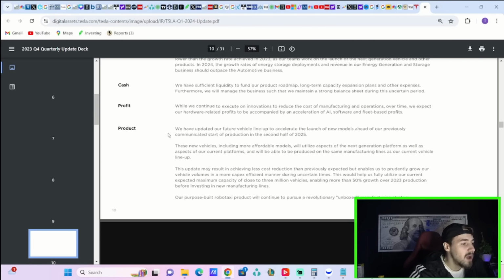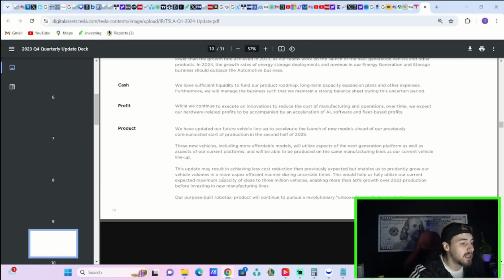As far as the product, we have updated our future vehicle lineup to accelerate the launch of new models ahead of our previously communicated start of production in the second half of 2025. These new vehicles, including more affordable models, will utilize aspects of the next generation platform as well as aspects of our current platforms and will be able to be produced on the same manufacturing lines as our current vehicle lineup.